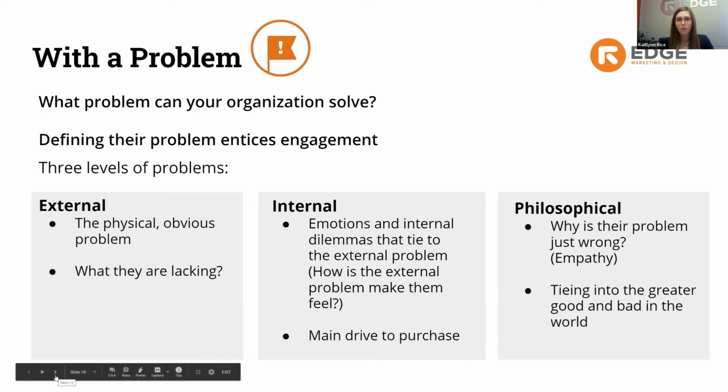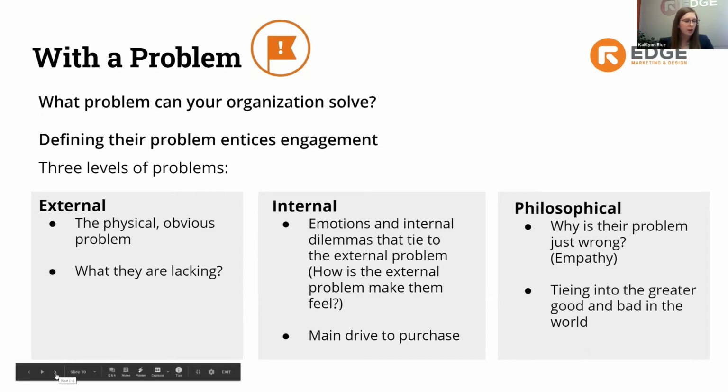And the third level of problems we want to identify is the philosophical. So why is this problem just wrong? This ties into the greater good and bad of the world. You should be able to solve your problem, but it shouldn't have to cost so much to do so. Or let's say for a not-for-profit, there's so much bad in the world, but you're able to help by donating. So with the problems, it's very important to identify that, again, putting yourself in your customer's shoes.